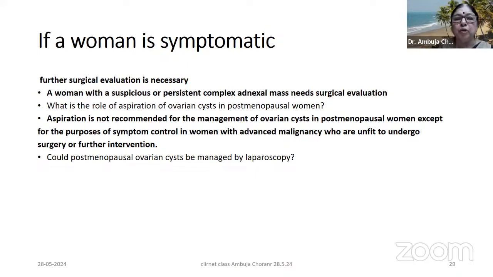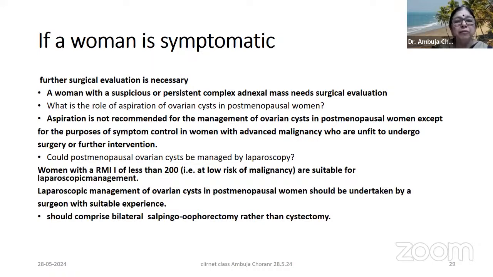So we are not going to aspirate, but if the cyst is present, we decide to do the surgery. What type of surgery? Could a postmenopausal ovarian cyst be managed by laparoscopy? Nowadays, it is the trend. Yes, women with a risk of malignancy index less than 200 are suitable for laparoscopic management. But this should be handled by an expert, and he should do a bilateral salpingo-oophorectomy rather than cystectomy. Whenever we are doing laparoscopic surgery in a postmenopausal woman, please do the bilateral salpingo-oophorectomy instead of the cystectomy.